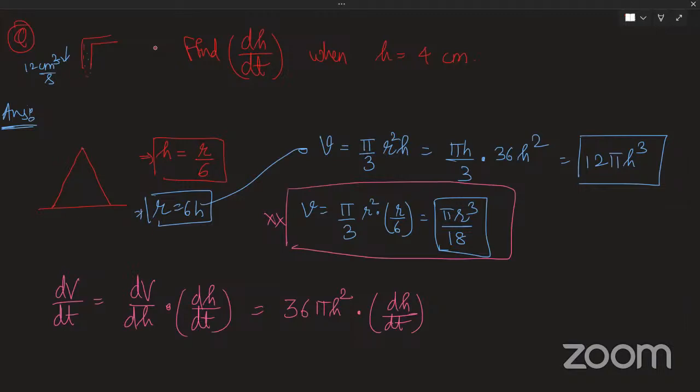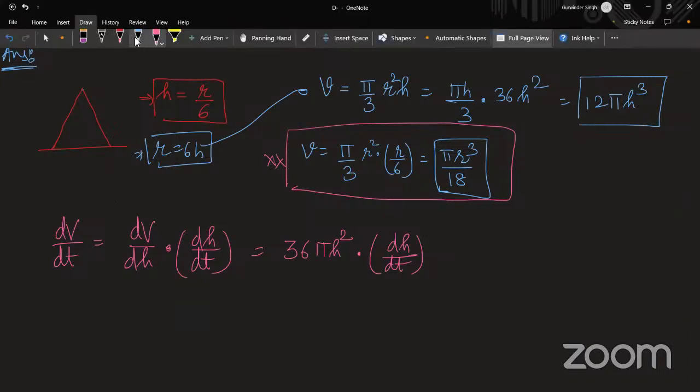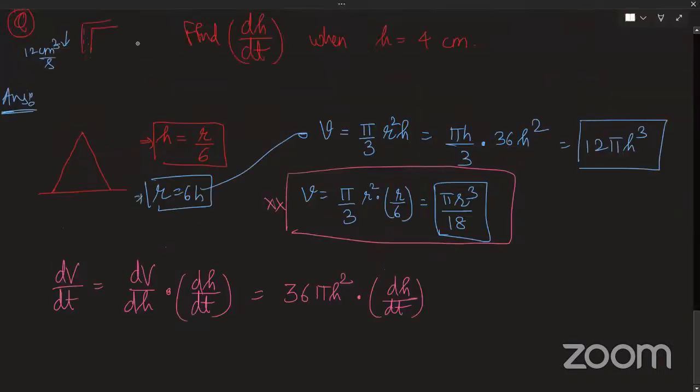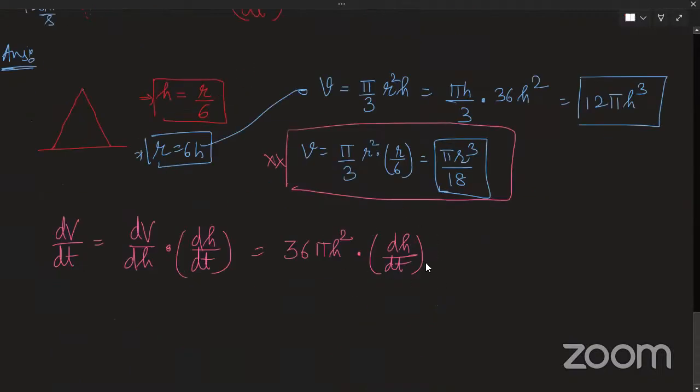And it's already been given to you that h is 4 centimeter. So do you know the value of dv by dt also? How fast is the volume of the cone changing with respect to time? The rate of change of volume, do I know that? See, I am being asked the value of dh by dt. I know a particular value of h. Do I know the value of dv by dt also?